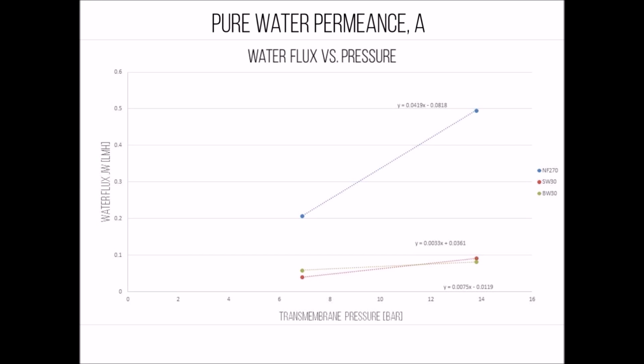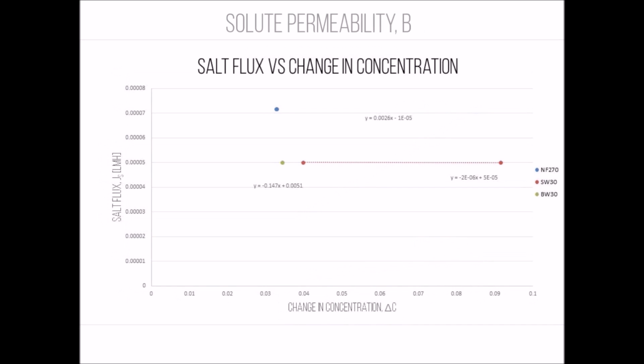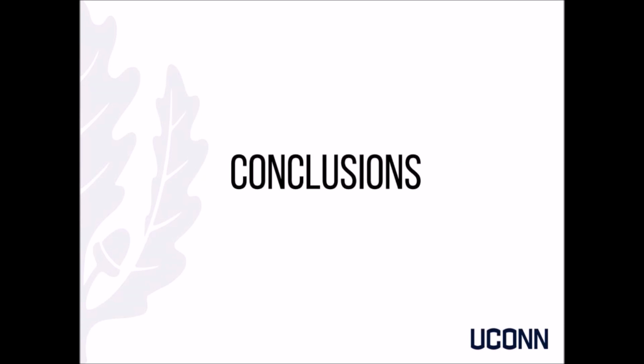Here, the water flux was plotted against the transmembrane pressure in order to calculate the permeance. We can see that the NF270 membrane had much greater water flux than both the SW30 and BW30 due to the greater slope. The slope of the data in the salt flux versus concentration graph represents the solute permeability. Since the slopes are nearly zero, the change in concentration barely affected the salt flux.